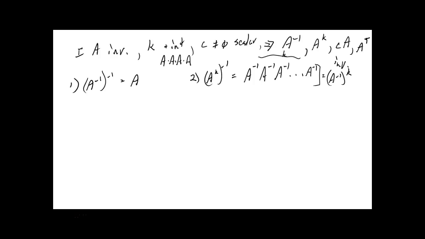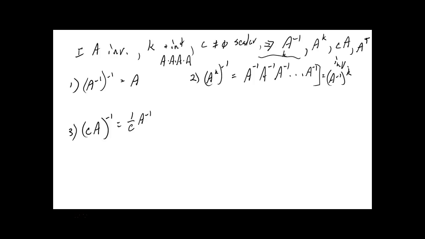So that's that one. Number 3. Let's go to C sub k. You said it was invertible, so for CA, the inverse of that is, anyone want to make a guess? One over C times A inverse. Okay?